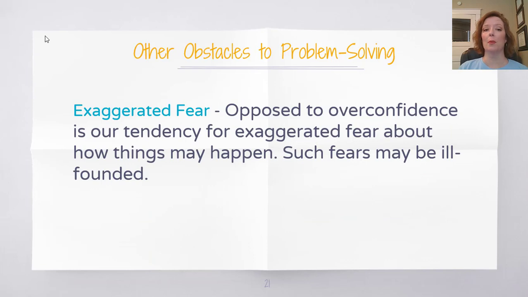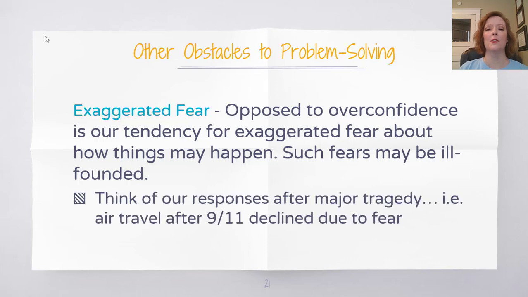Another obstacle to problem solving is exaggerated fear. And this is kind of opposite to overconfidence. This is our tendency for exaggerated fear about how things may happen. Such fears may be ill-founded. Think of our responses after major tragedies like air travel after 9/11 declined due to fear, even though during that period it was probably the safest time to fly ever.